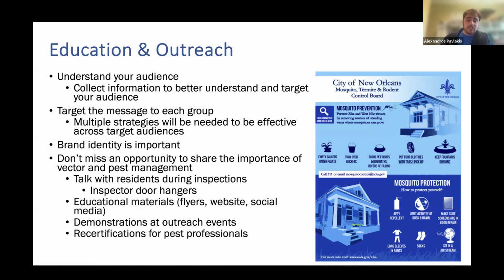We also do recertifications for pest professionals. Again, we're not the only ones in our parish that conduct mosquito control. So we want to make sure that everybody, whether you're in the municipal mosquito control agency or you are a private pest control company, is utilizing the best practices so that we're not contributing to insecticide resistance.